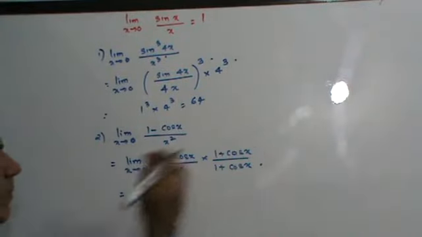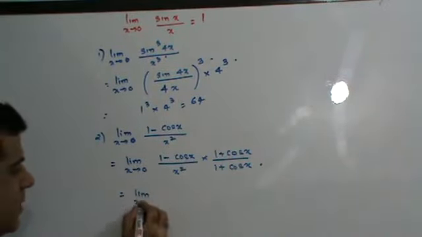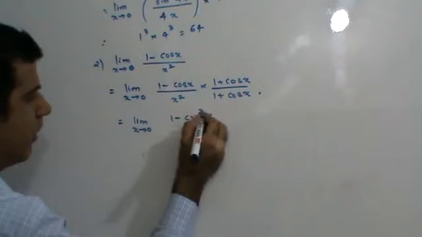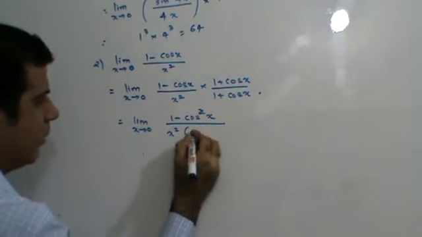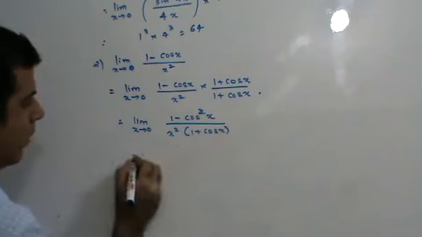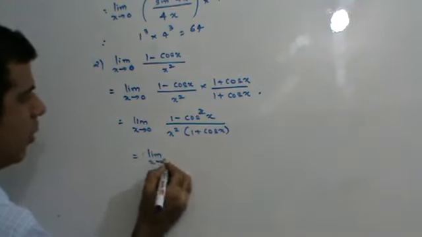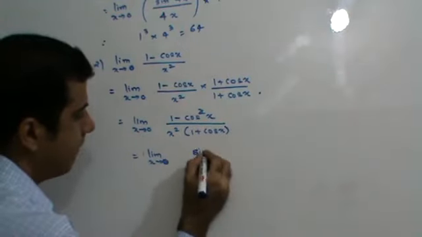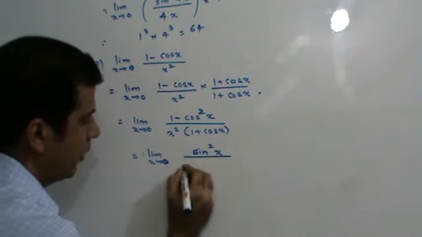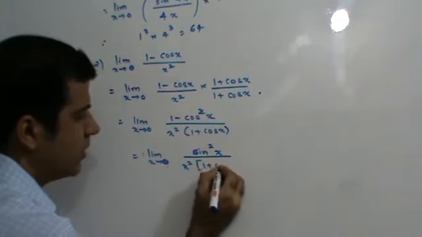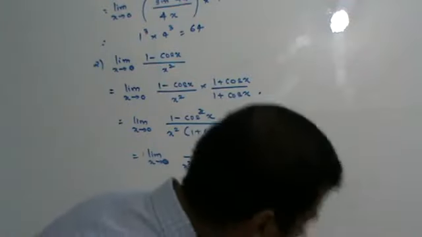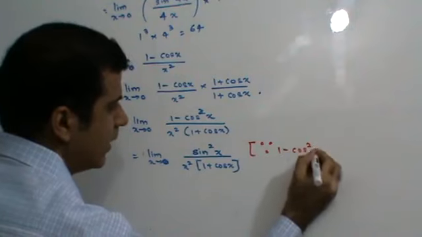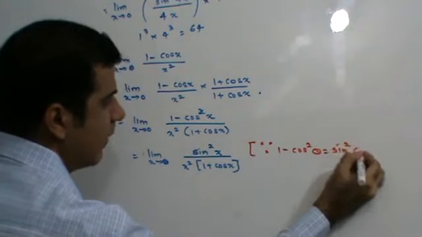A minus b, a plus b is a square minus b square. So this is going to be 1 minus cos square x upon x square, 1 plus cos x. Limit of x tends to 0, 1 minus cos square theta is nothing but sin square theta, upon x square, 1 plus cos x. What I will do is write this formula down here. We are using 1 minus cos square theta is sin square theta.